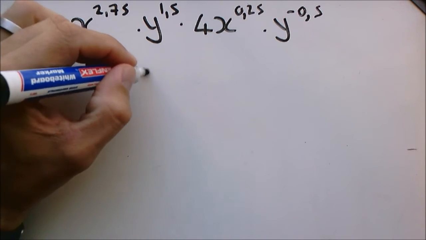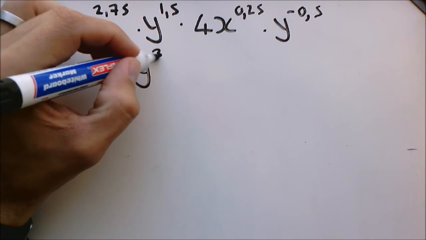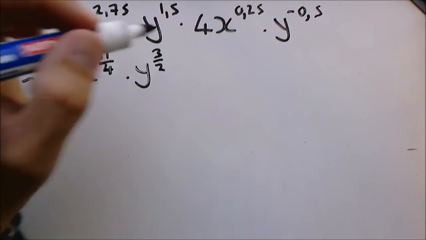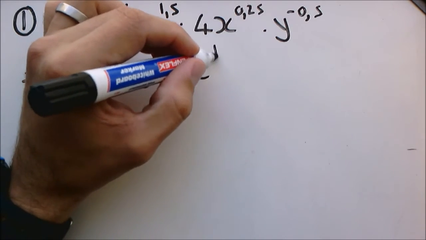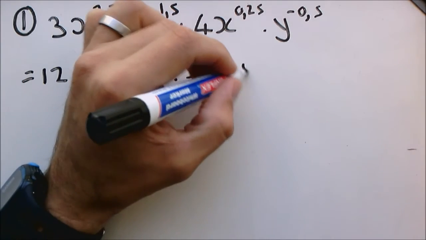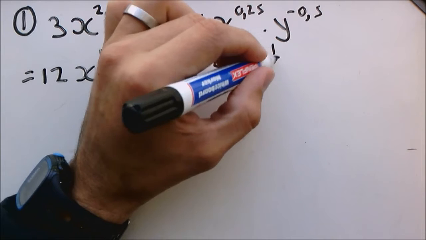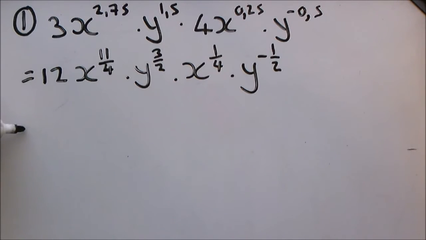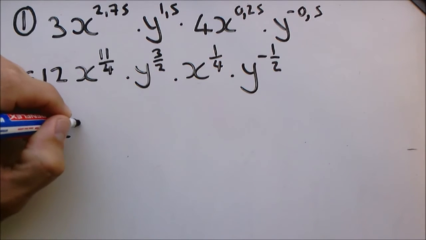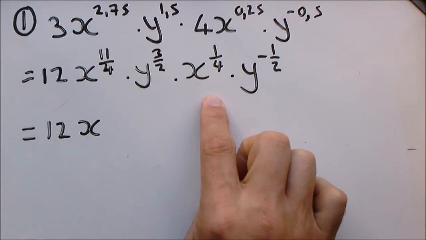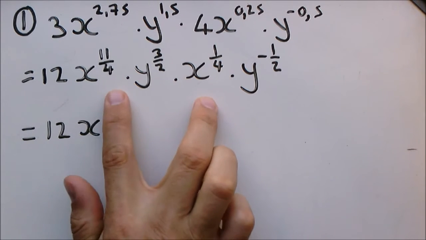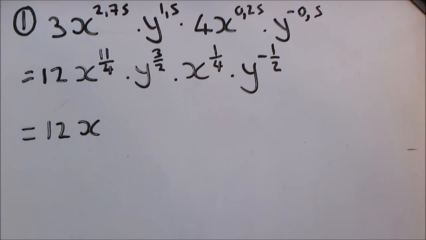Y is 3 over 2, and x then is 1 over 4, and y's exponent is negative a half. Okay, so we have 12 times x to the power of, remember we've got multiplication now, so on the same basis, the only thing we need to do is to add the exponents together.